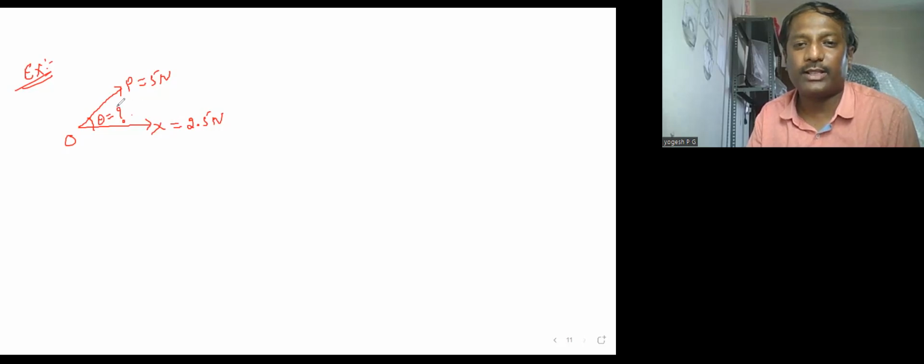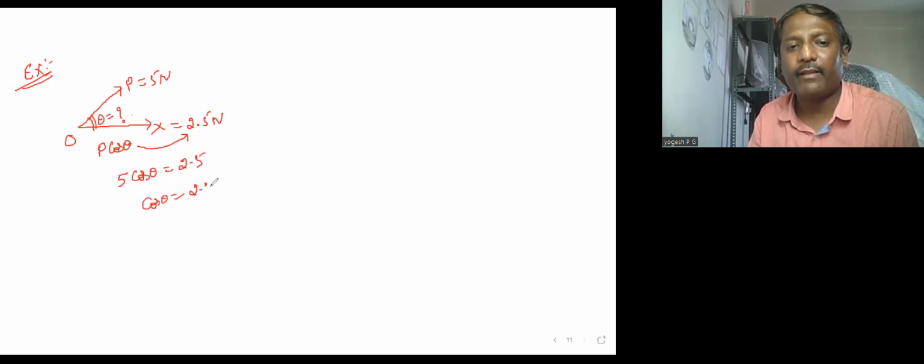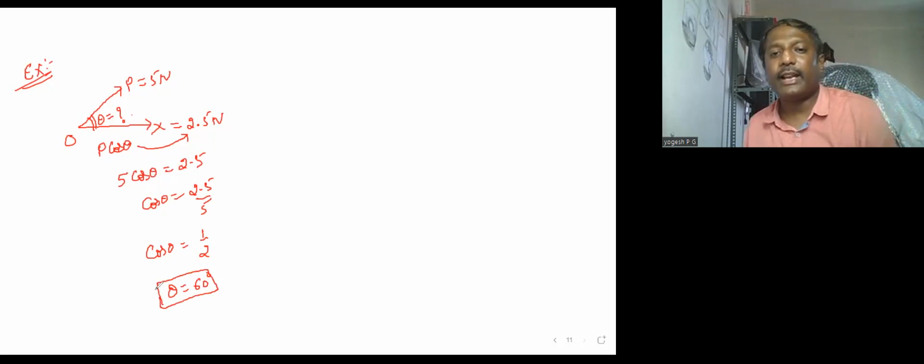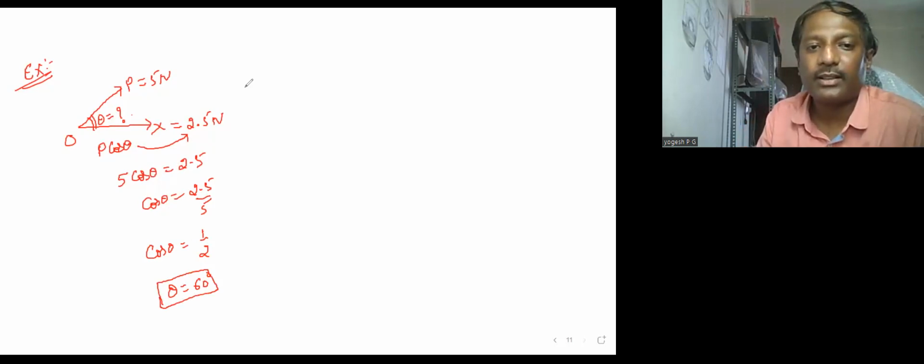No. Look at here. If I say this is theta, definitely this will become P cos theta, right? OX is P cos theta. What is that P cos theta equal to? 2.5. So 5 cos theta is 2.5. So cos theta is 2.5 by 5. What is 2.5 by 5? Theta equals what? 60 degree.